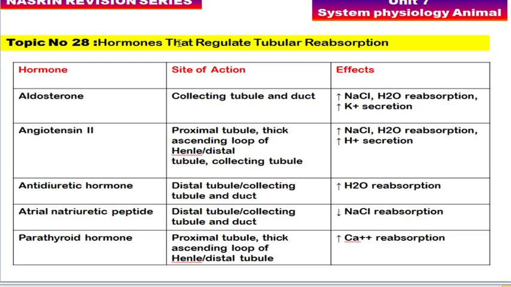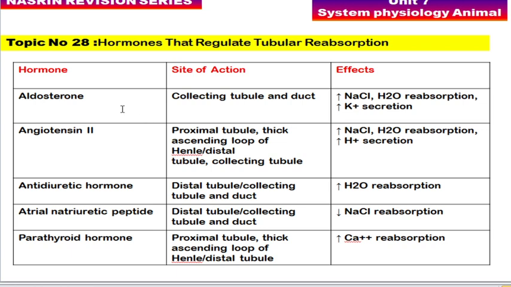Next, we'll study the hormones that regulate tubular reabsorption. These are the list of hormones, friends. First is aldosterone, whose site of action is the collecting tubule and duct. Angiotensin 2 acts at the proximal tubule, thick ascending loop of Henle, distal tubule and collecting tubule. Antidiuretic hormone and atrial natriuretic peptide have the same site of action, that is the distal tubule and collecting duct. Next is parathyroid hormone, which acts on the proximal tubule, thick ascending loop of Henle and distal tubule.